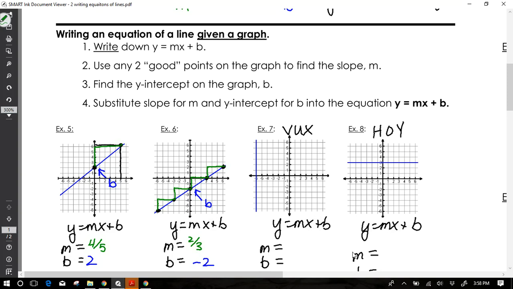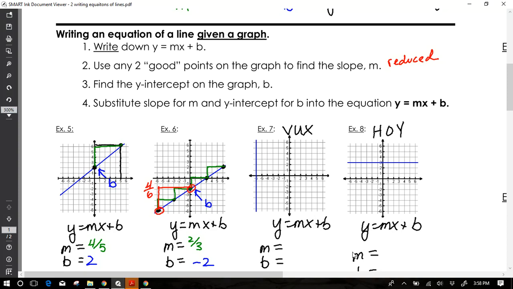What would have happened if I found this is a good point and this is a good point? Then when I counted my rise and run, I would have gone up 4/6. And what does 4/6 reduce to? The answer is 2/3. So I want you to be sure that this is reduced. Whatever you get for your slope should always be a reduced fraction. All right.